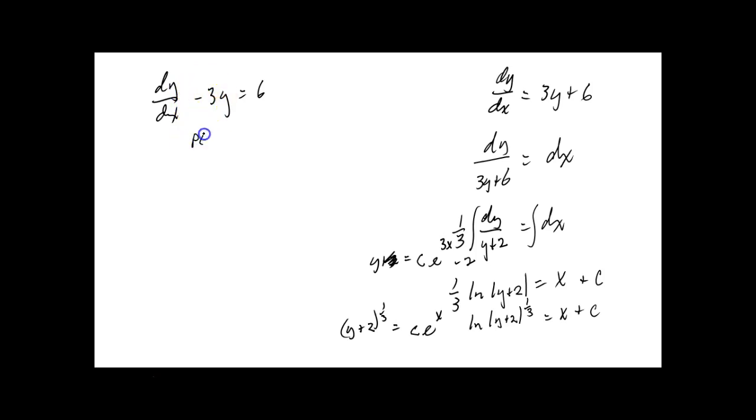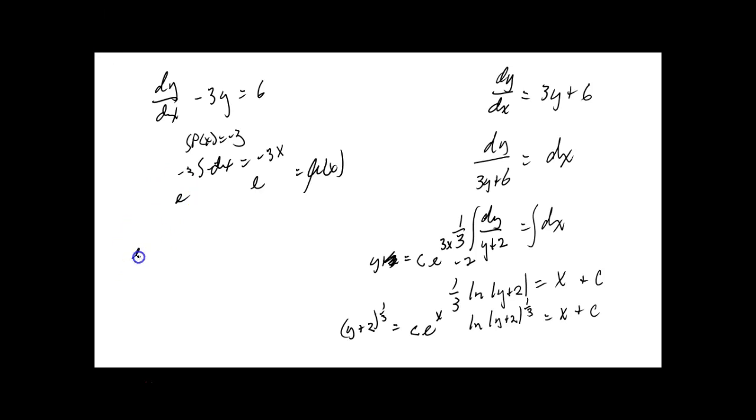Your p of x was equal to minus 3, and then what do you do? You integrate the p of x. So you integrate minus 3 dx. And that would be minus 3x. Okay? Done. Just as simple, just like we did before. Okay? Now raise that to the e power. Okay? That's your integrating factor, mu of x. You don't need to write that, but that's what it is. This is the thing we multiply by both sides.